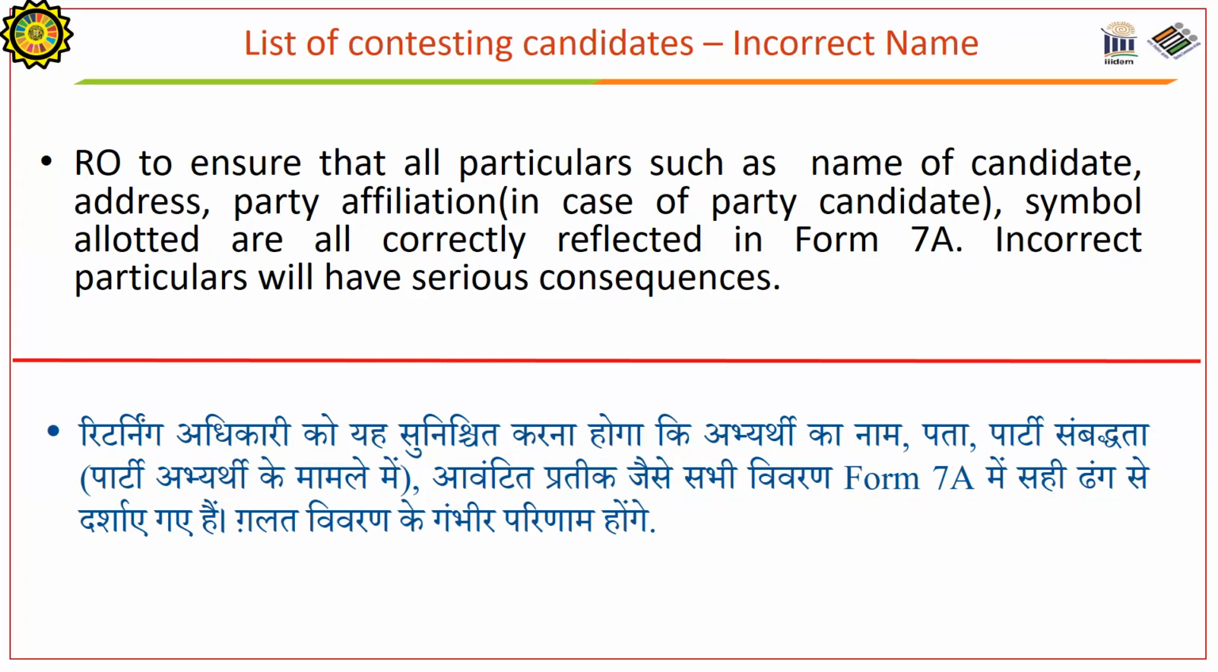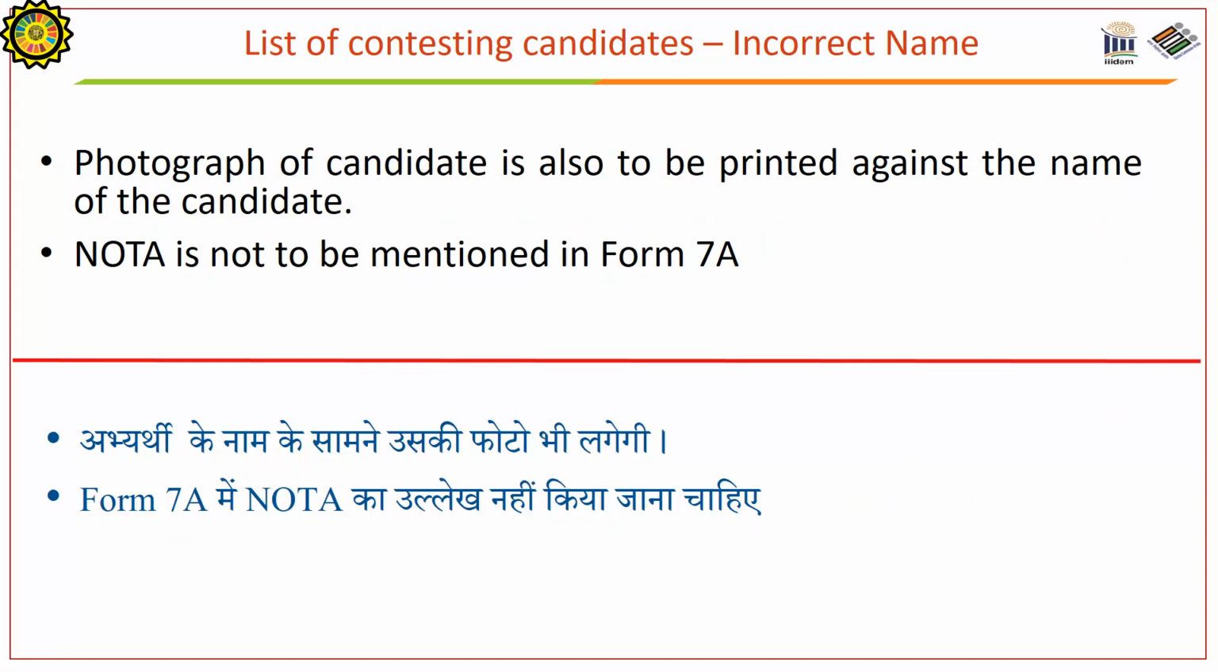The returning officer is to ensure that all particulars such as the name of the candidate, address, party affiliation, and symbol allotment are correctly reflected in Form 7A. Incorrect particulars will have serious consequences. The photograph of the candidate is also to be printed against the name of the candidate. NOTA is not to be mentioned in Form 7A.